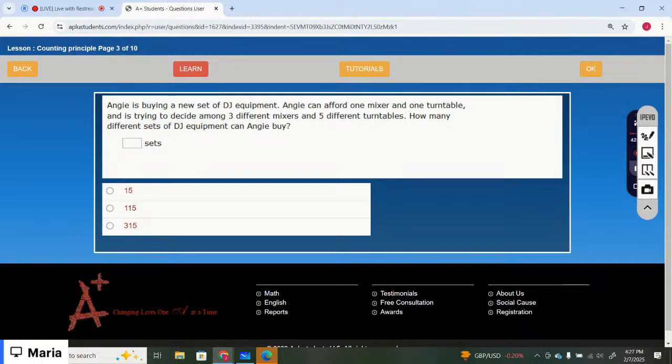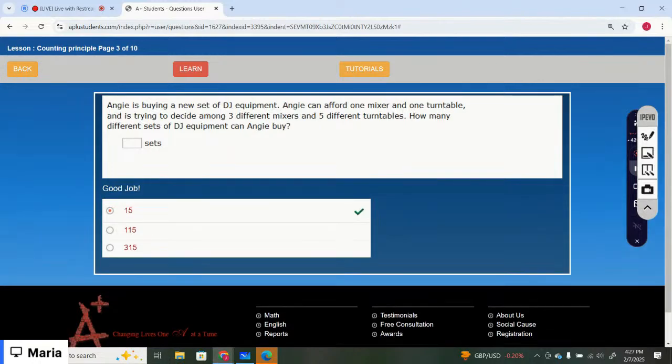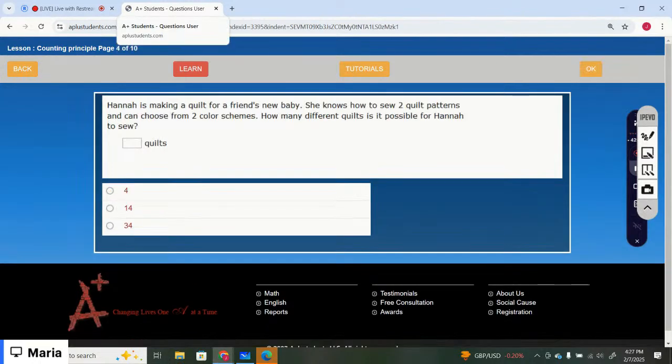The correct option is 3 times 5. So the total possibilities are 15 different sets of DJ equipment that Angie can buy.